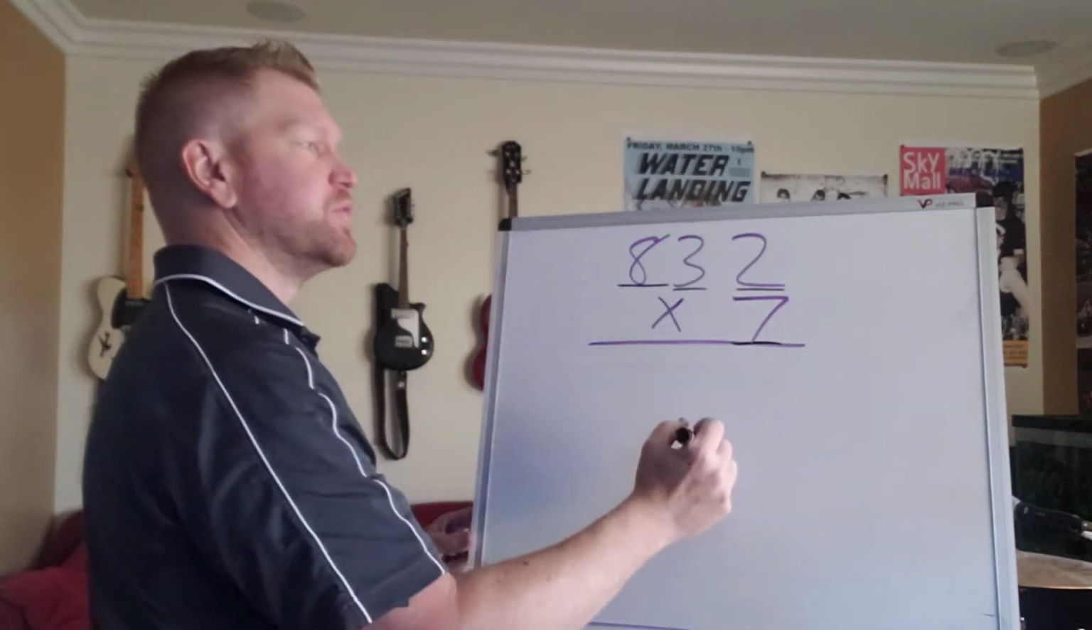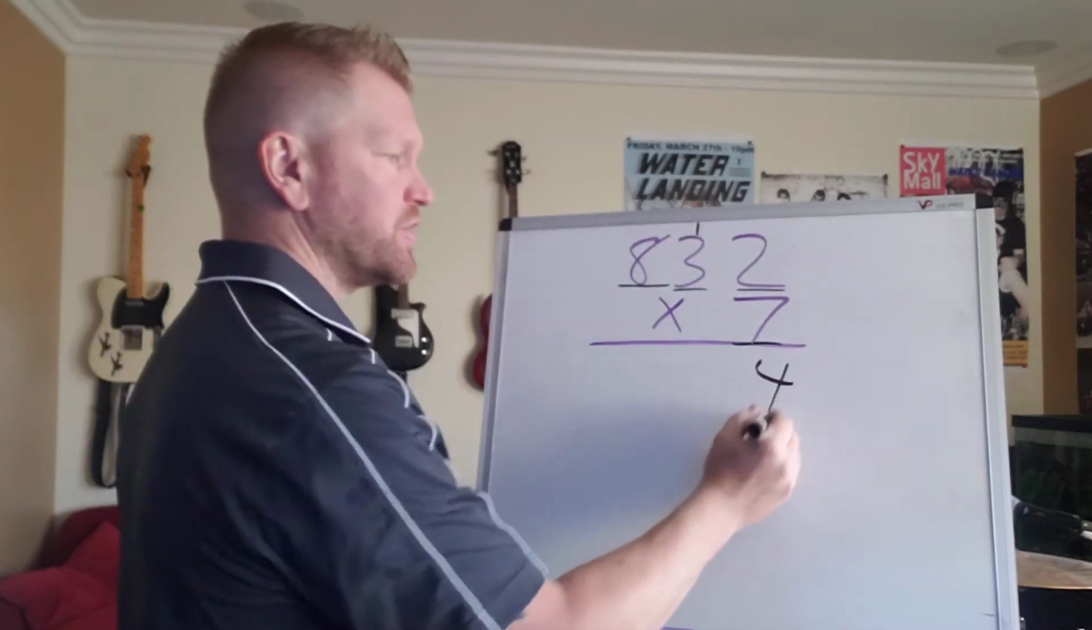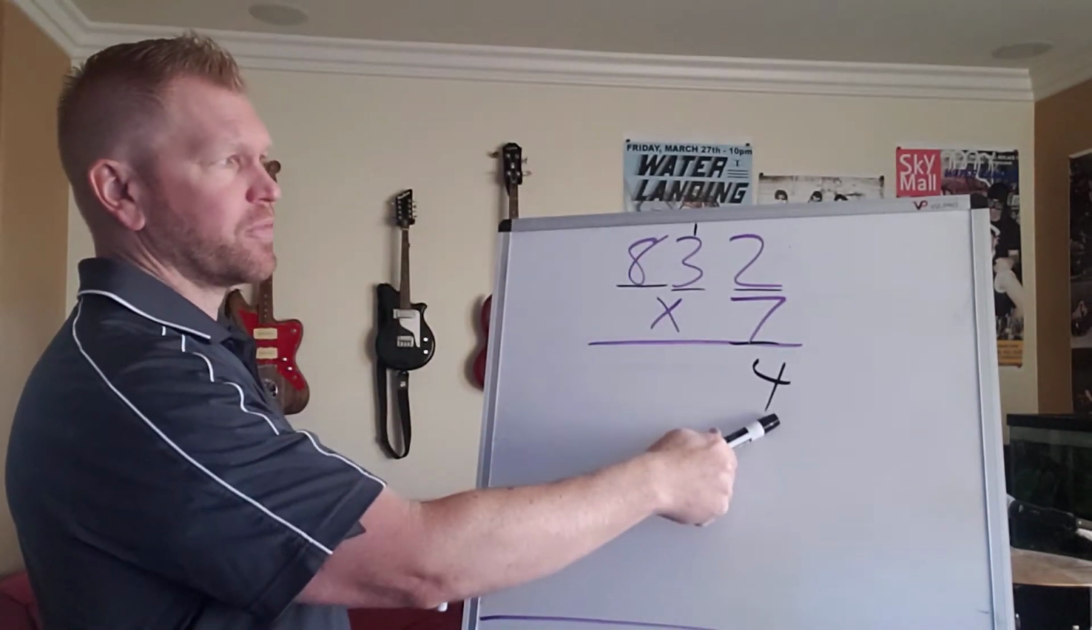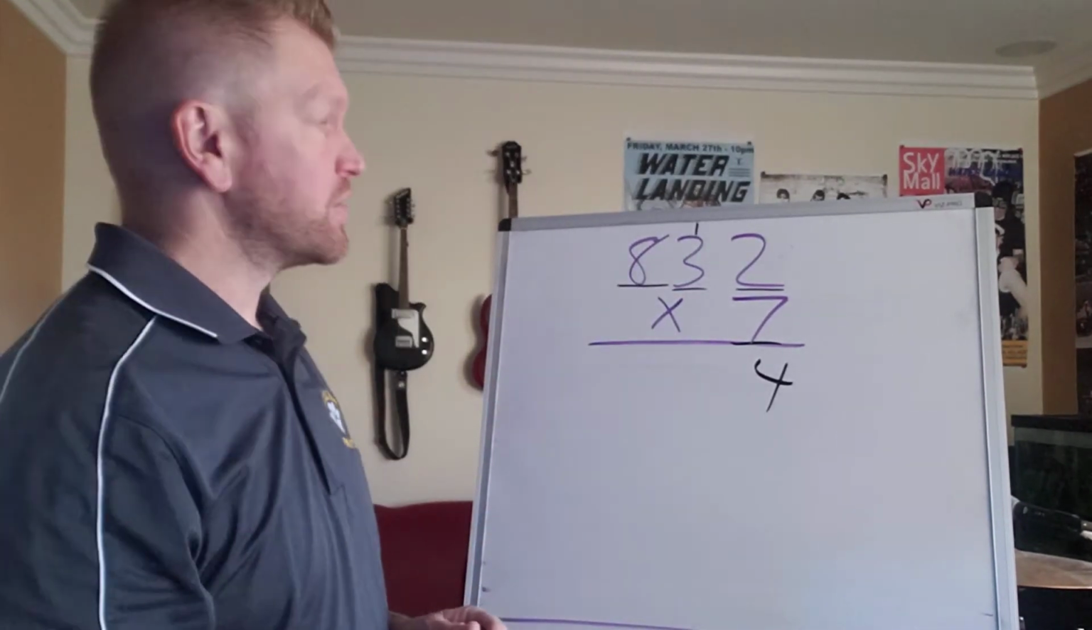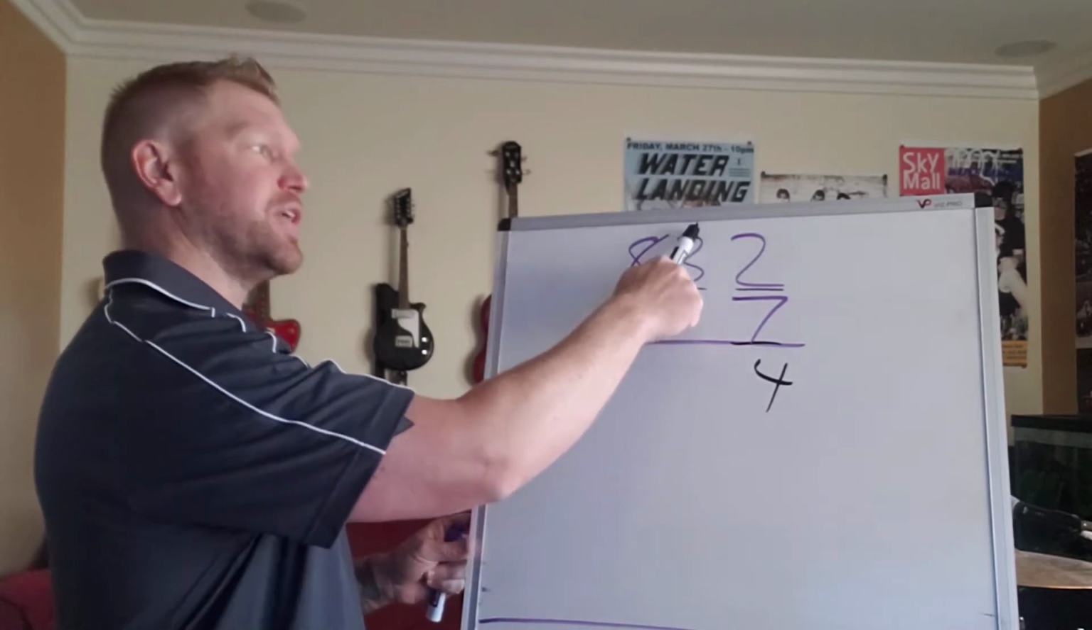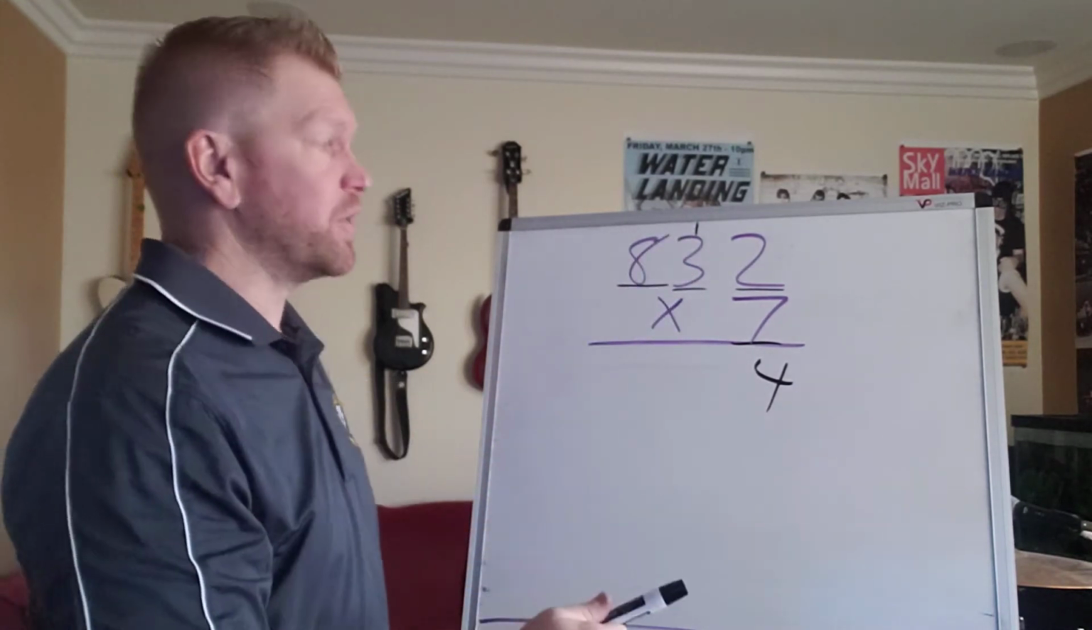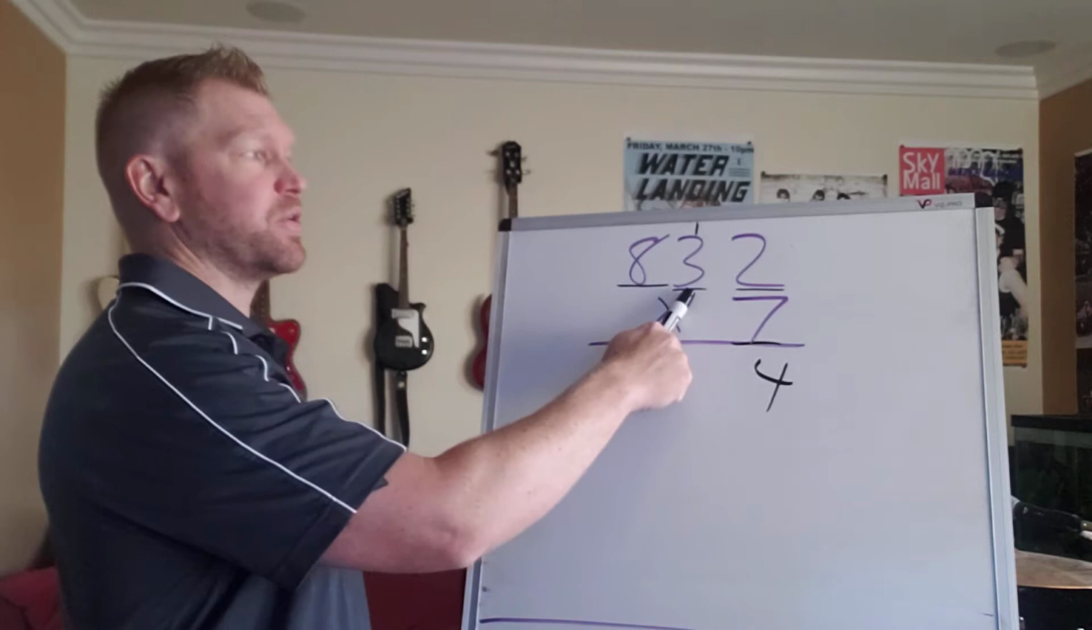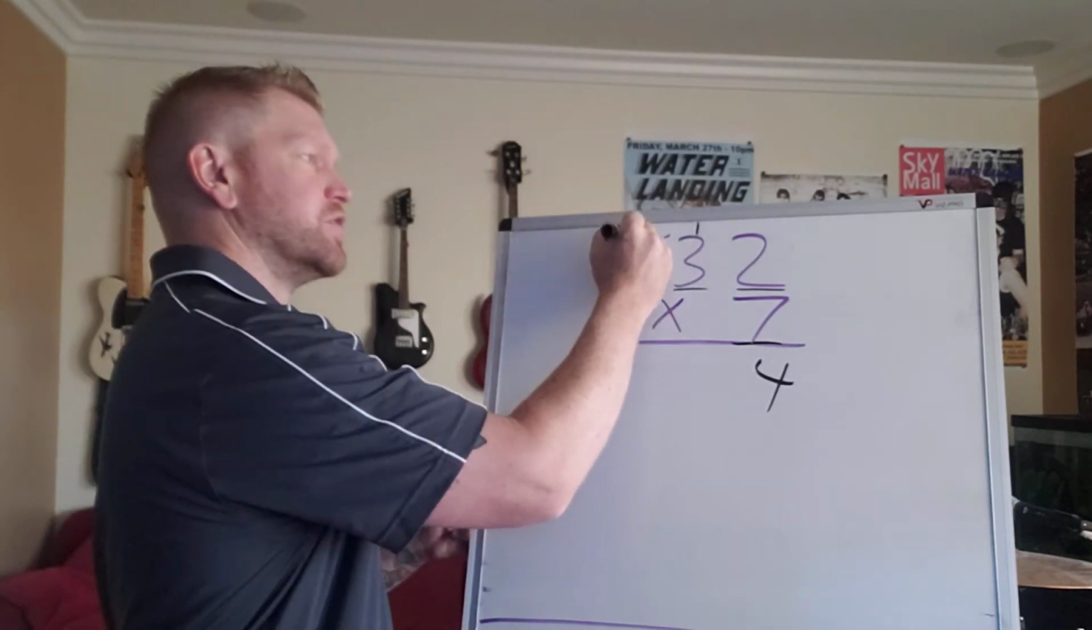First, 7 times 2 is 14. 14 is 2 digits, so it's 1, 4. The 1 gets carried over the tens place. Okay, next, 7 times 3 plus that extra 1 that we had from carrying that 1 in the tens place. 7 times 3 is 21, plus 1 is 22.